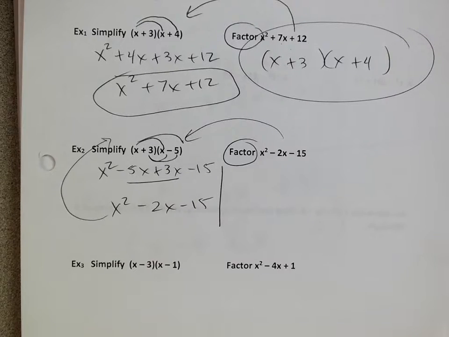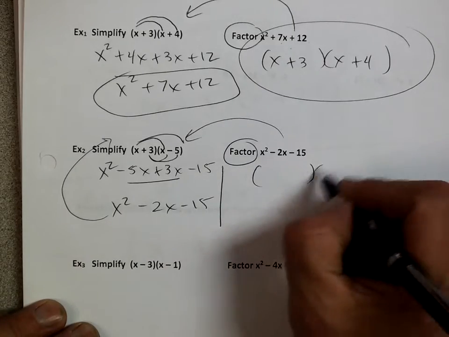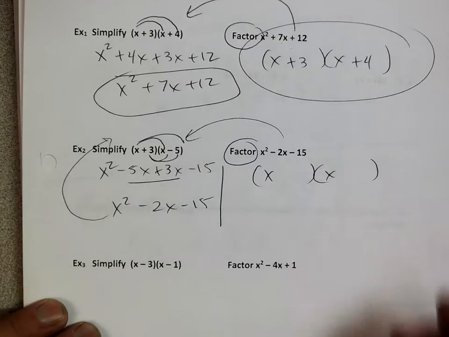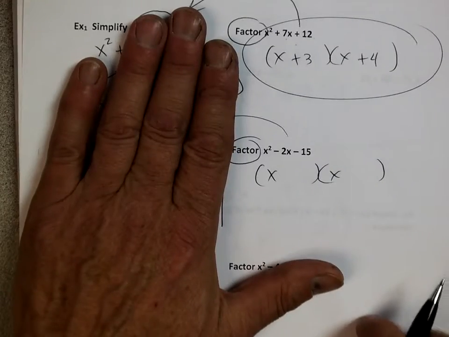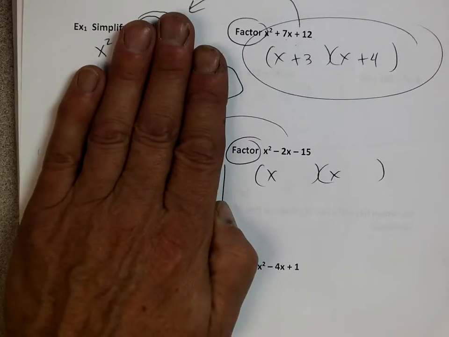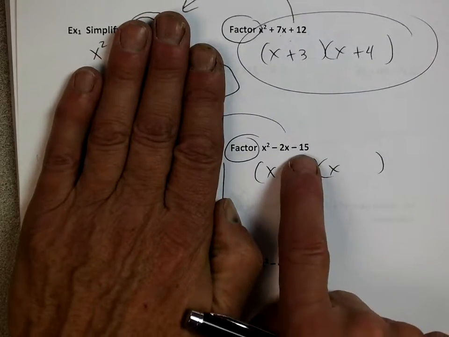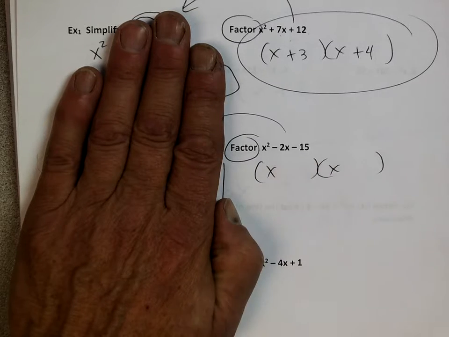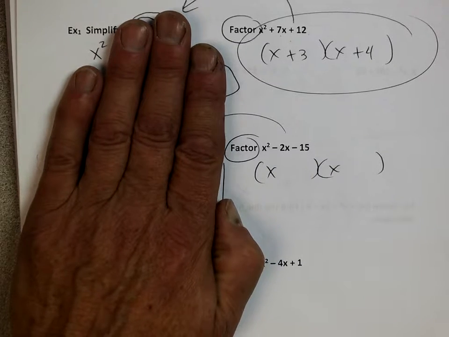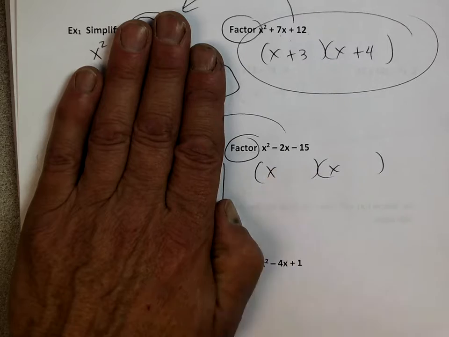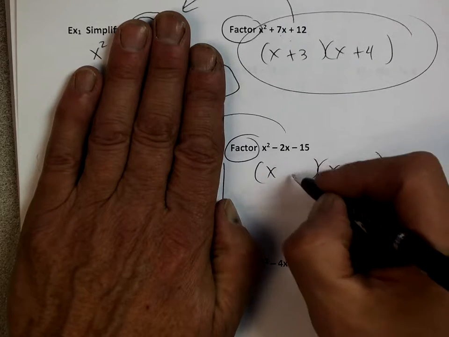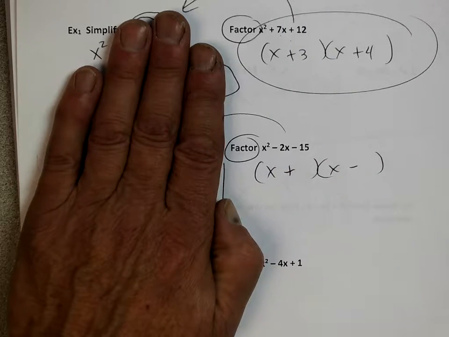You agree, Zoe? This is easy. So parentheses, x. Now, if we didn't know the answer, right, Zoe? If we didn't know the answer, then we'd say what times what makes a negative 15. A positive times a negative makes a negative, right? So we know it has to be a positive and a negative. We agree with that? Yeah.